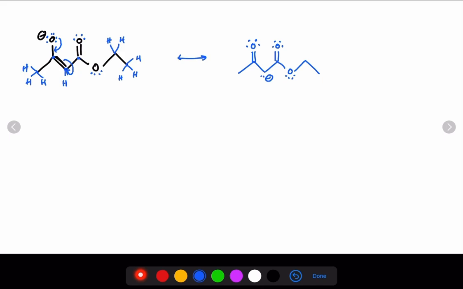So we can go ahead and move it to this bond, making that a double bond. And now we have too many electrons on this carbon. So we can relieve that by moving the double bond away from that carbon towards the oxygen. So now we're going to get something like this.